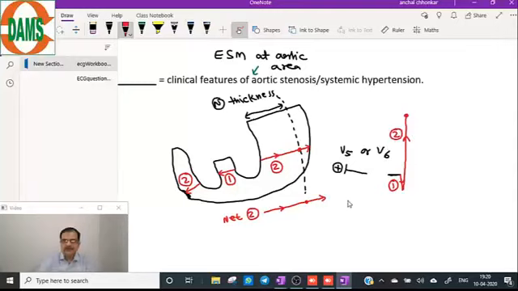Number two event. It should have stopped at a dot if it was a normal left ventricle, but it will go further upward because of more voltage. So it will go further upward like this. Number third event will be there, no doubt. Number third event is the posterior wall depolarization.